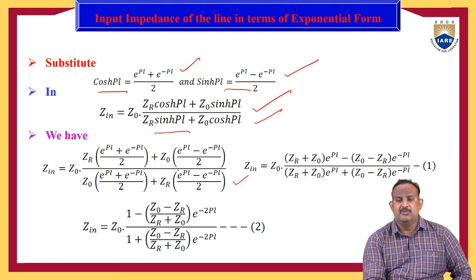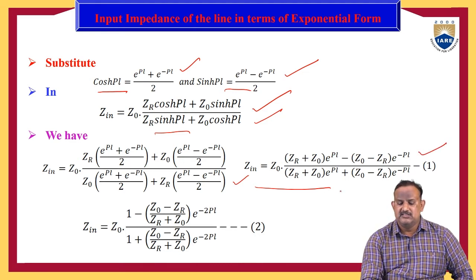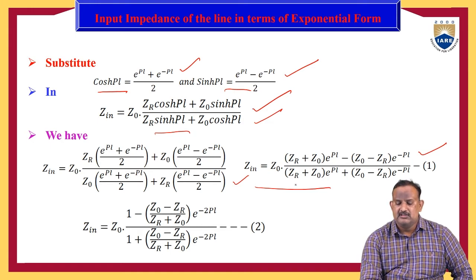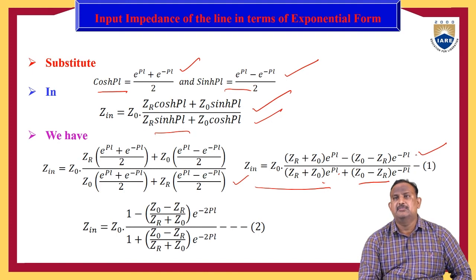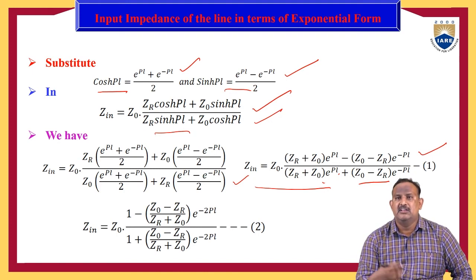So here, if you take the common terms, we have the equation Zn equal to Z0 into, if you take e power PL common in the numerator, (ZR plus Z0) into e power PL minus, if you take e power minus PL, (Z0 minus ZR) into e power minus PL. Similarly, in the denominator also, (ZR plus Z0) into e power PL plus (Z0 minus ZR) into e power minus PL. So here we can take a common factor of Z0 minus ZR in both numerator and denominator.